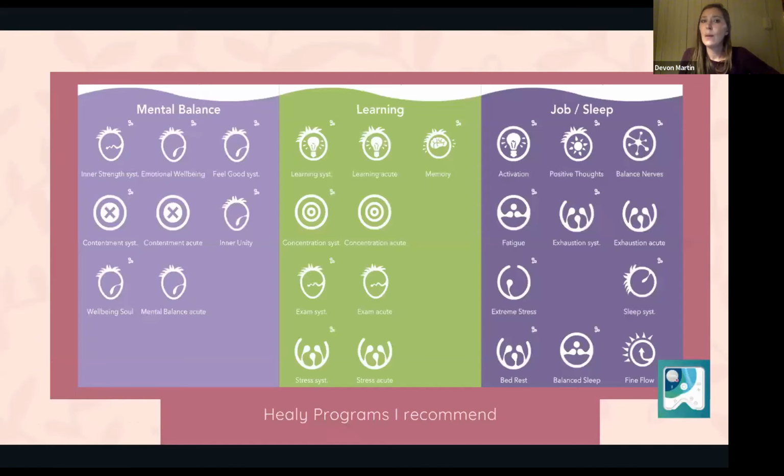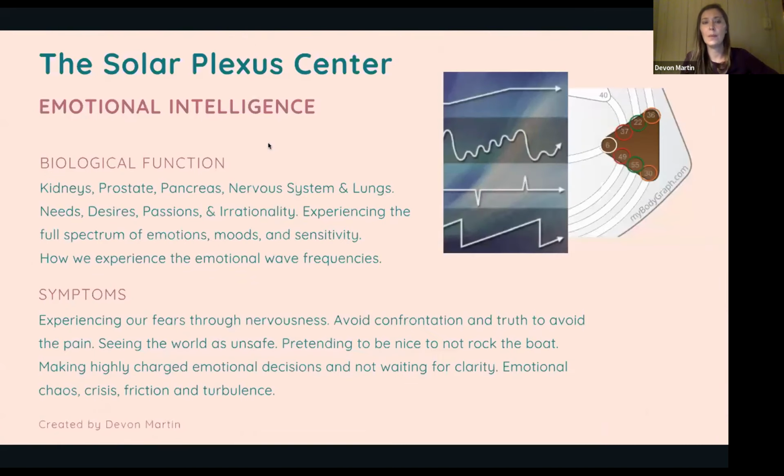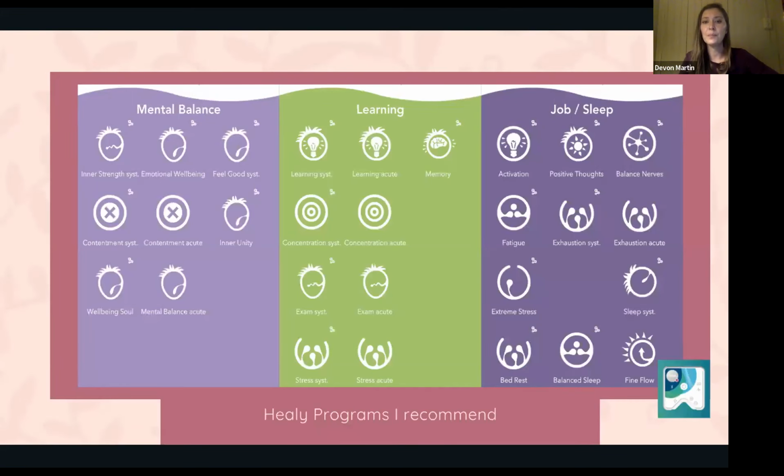Healy programs that I would recommend, obviously mental balance, and the learning systems, and the activation and positive thoughts. I would also recommend the feel good system for the spleen, because sometimes the spleen can feel really depleted, you know, the immune system. So the feel good system can really fill that in.